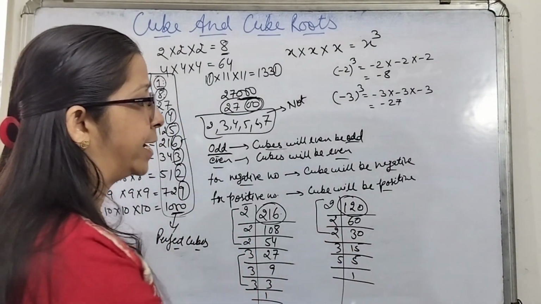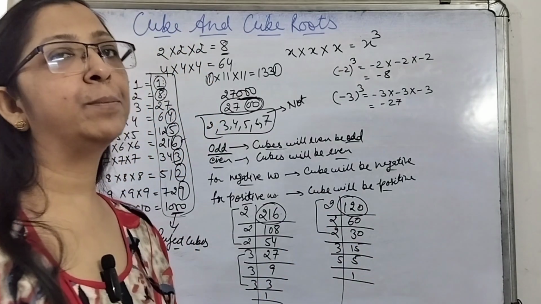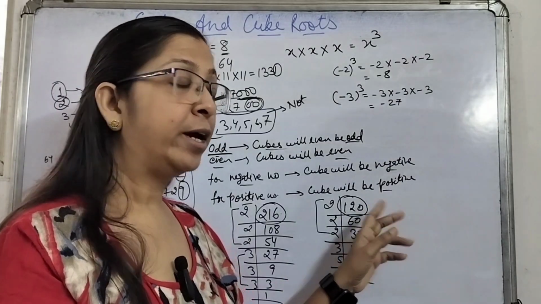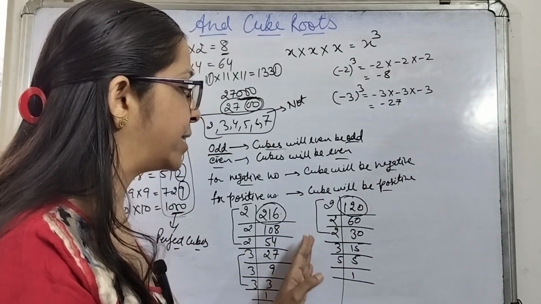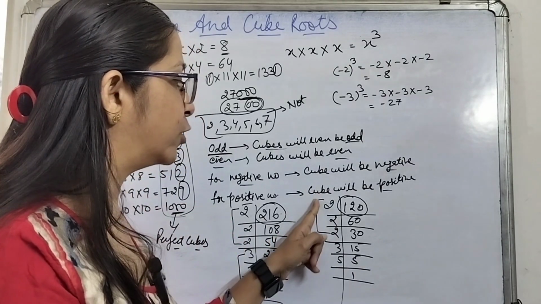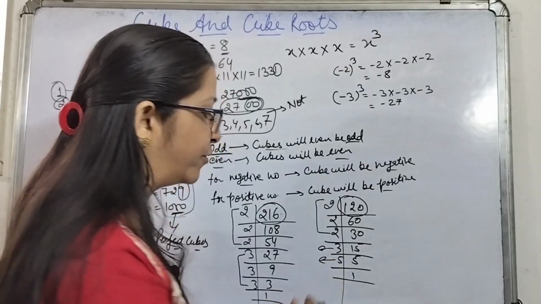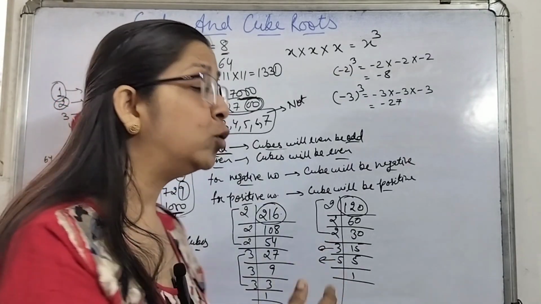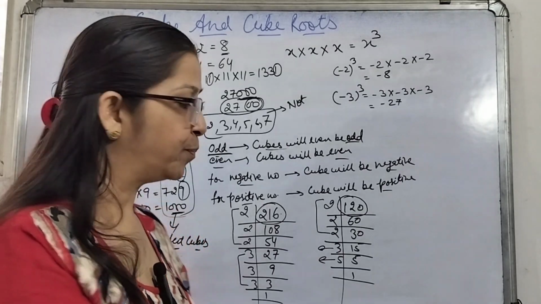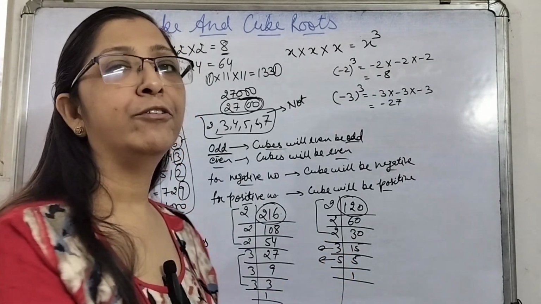Now, if the question says by which number we should multiply 120 so that it becomes a perfect cube. A number will be a perfect cube if its prime factorization has all the factors in groups of 3. Here 2 has a group of 3. For 3, there is only one 3 and only one 5. If there are 2 more 3s, there will be a group of 3, and if there are 2 more 5s, there will be a group of 5 also.